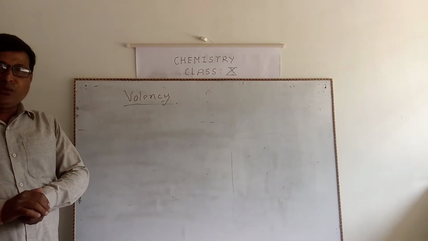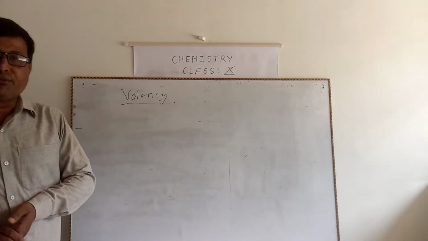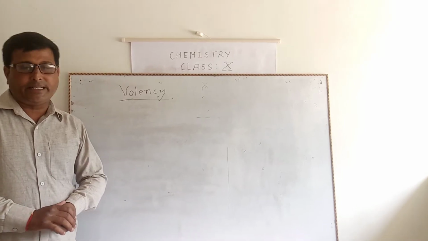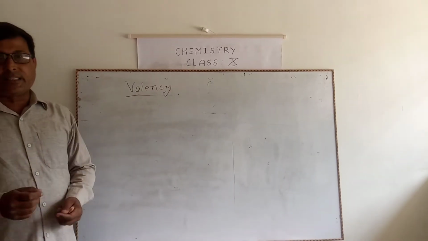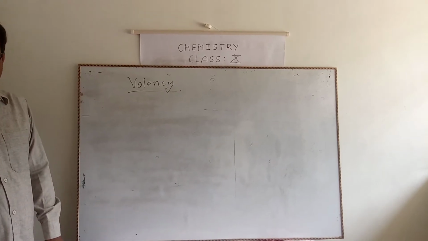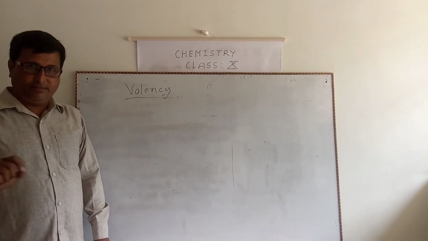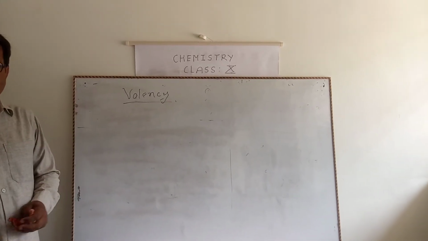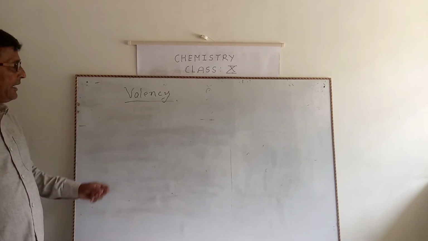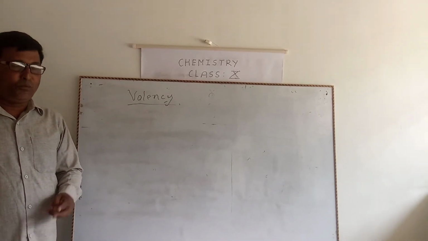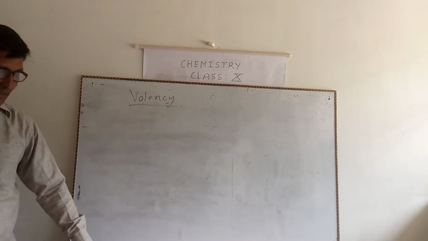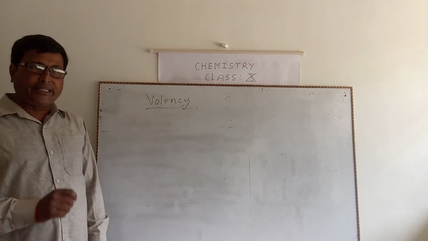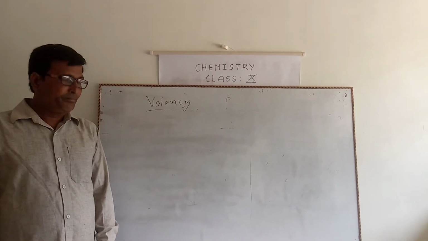For that, you have to first study electronic configuration. That is also given in the 9th class chapter, atomic structure. In that chapter, you will find a few definitions. Just write them: atom, afterward atomic number, mass number, and electronic configuration. What is electronic configuration? The arrangement of electrons in the different shells is known as electronic configuration.